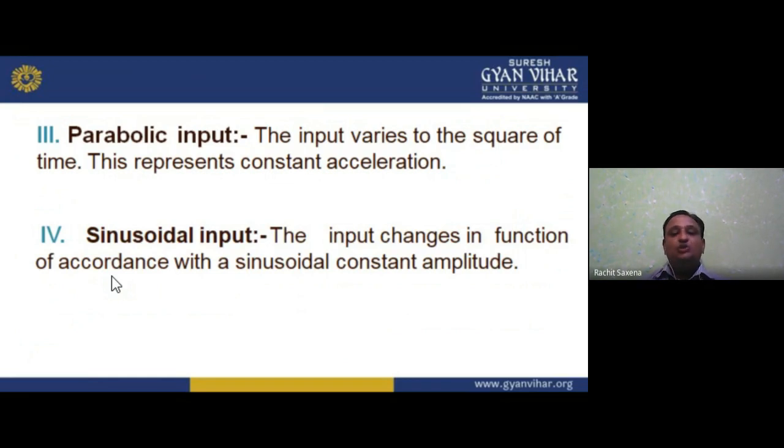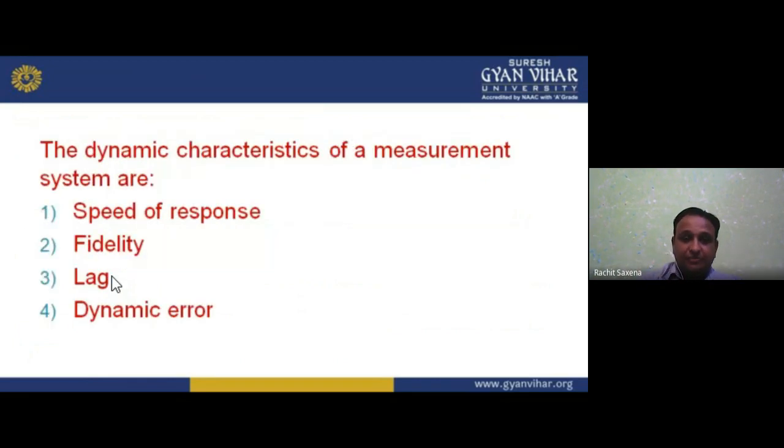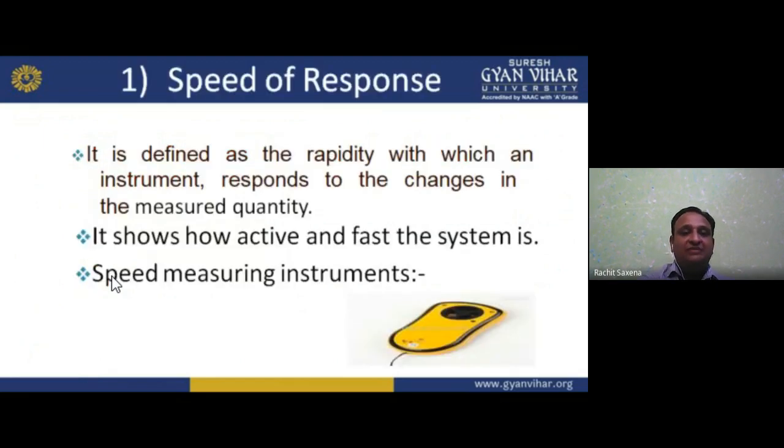Then we have the sinusoidal input or sine input. The input changes in accordance with a sinusoidal function of constant amplitude. Now, the dynamic characteristics of our measurement system are four: speed of response, fidelity, lag, and dynamic error. First is the speed of response, taking one by one.